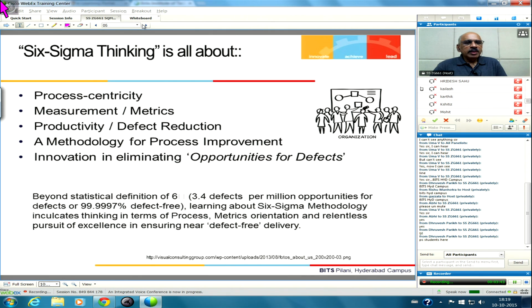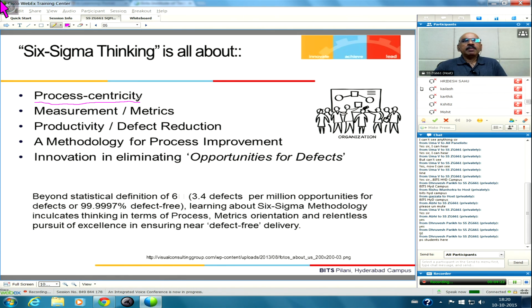So what is this Six Sigma thinking all about? At a fundamental level, it is all about process orientation. So let me get my pen right here. It is all about process orientation. So what is a process? We'll see later. Thinking everything in terms of process, whatever activity, whatever endeavor you do in any organization, we have to think in terms of a process.